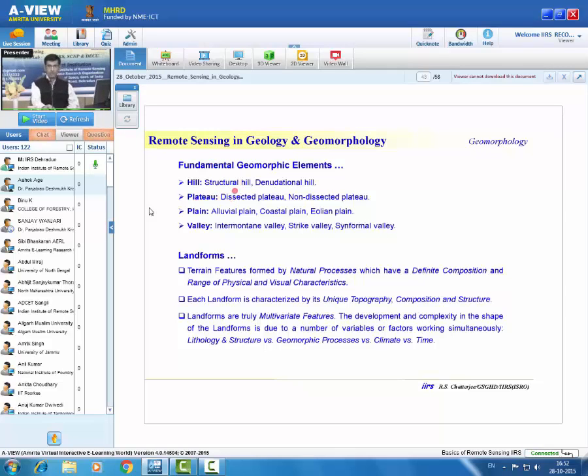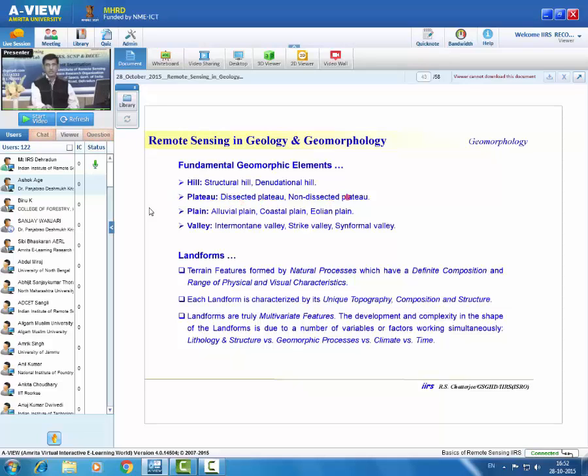So now to continue with some more slides, that is on geomorphology, the fundamental geomorphic elements. These fundamental geomorphic elements are based on the height information. If we do that, there's upland or highland, plain and valley. So highland consists of hill and plateau. In case of hill, the height varies from one point to another, whereas in case of plateau, this is a flat topped hill.